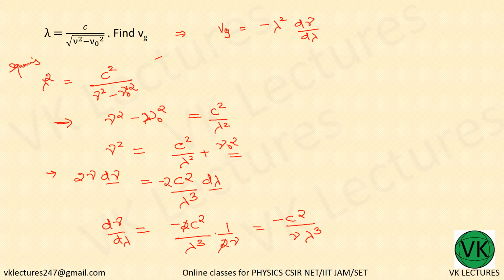Okay, fine. So now let us write Vg. Vg is equal to minus lambda square. Now what is d nu by d lambda? Minus c square divided by nu lambda cube. Lambda square, lambda get cancelled. Minus and minus get cancelled. Vg is equal to c square divided by nu lambda. Okay.